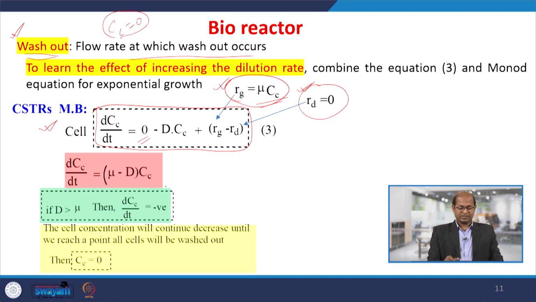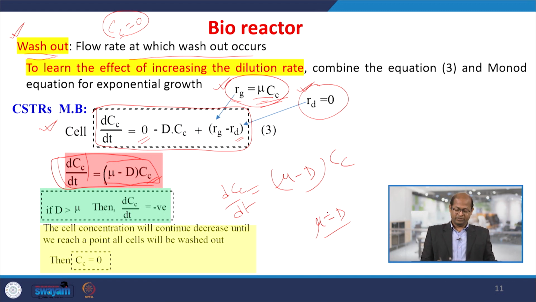Here we can substitute Rg equals mu into Cc and the death part as 0, and if we take Cc common, then dCc by dt equals (mu minus D) into Cc. So the right-hand side is (mu minus D) into Cc. If mu equals D, then the concentration change would be 0, because the right-hand side would be 0.